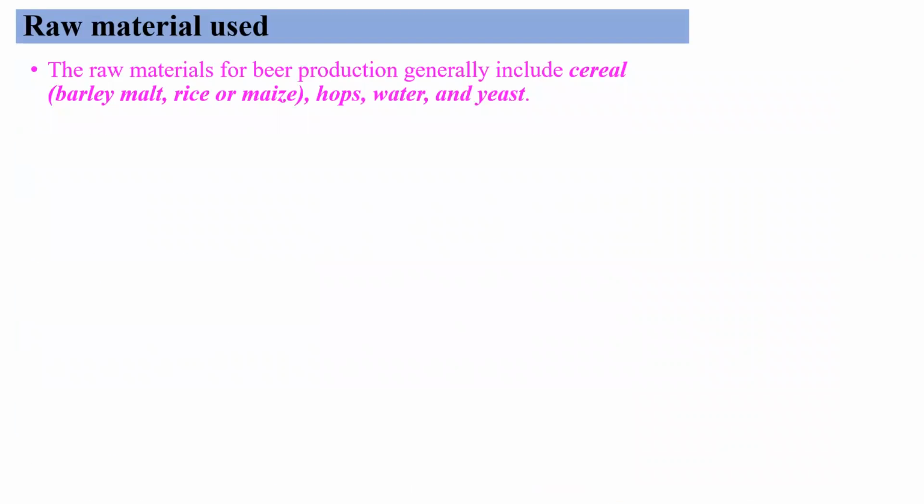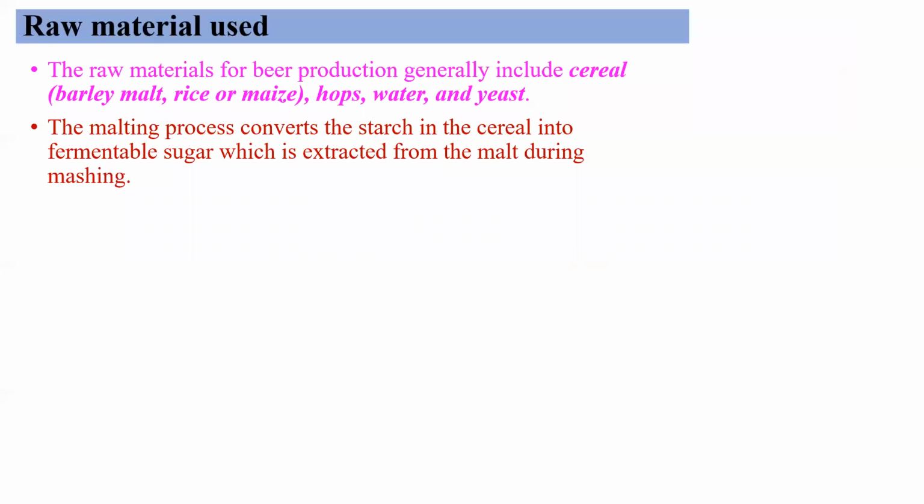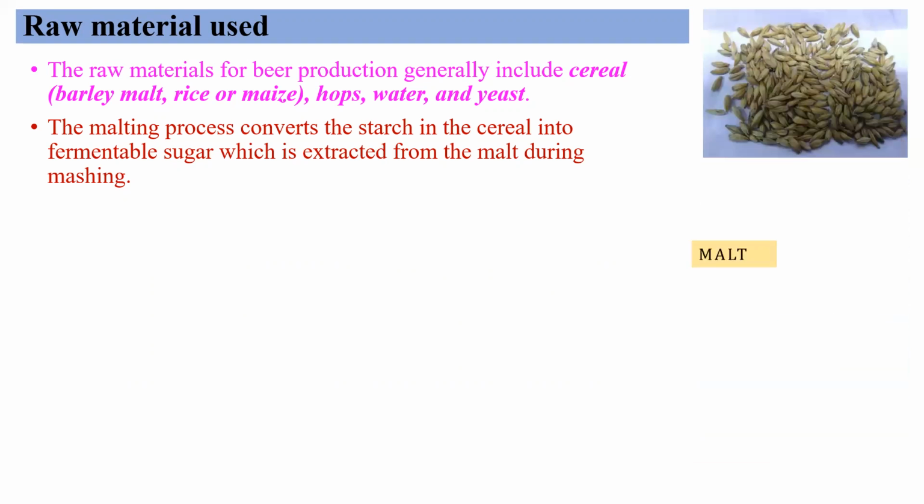The raw materials used for beer production are cereal, that is barley malt, rice or maize, then hops, water and yeast. The malting process converts the starch in the cereal into fermentable sugar, which is extracted from the malt during mashing.